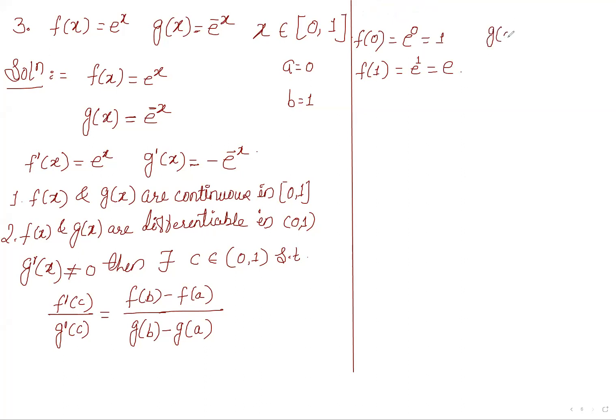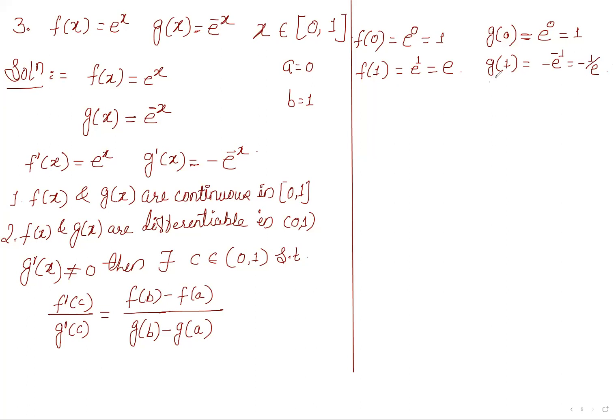Similarly, g of 0 is equal to e raised to minus 0, that is e raised to 0, which is equal to 1, and g of 1 is equal to e raised to minus 1, which is equal to 1 upon e. Is it okay?